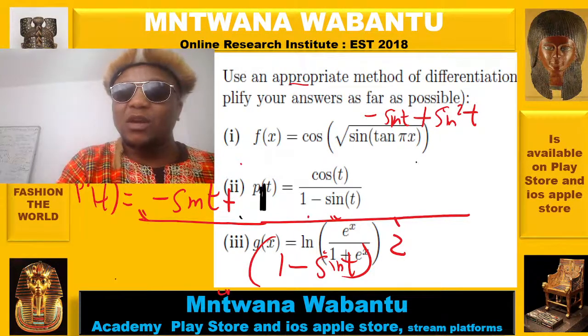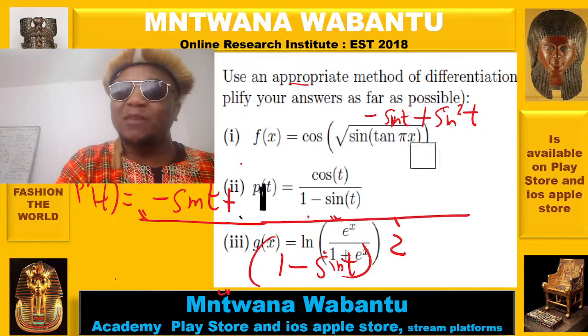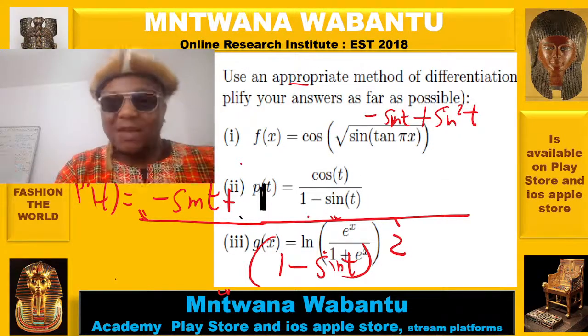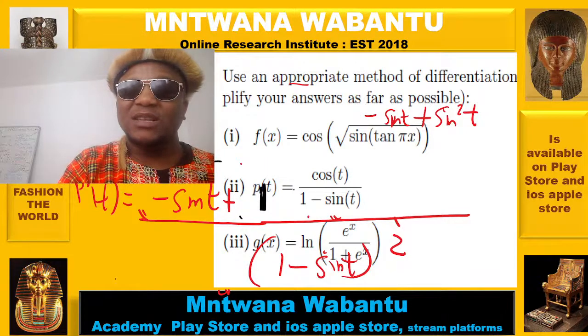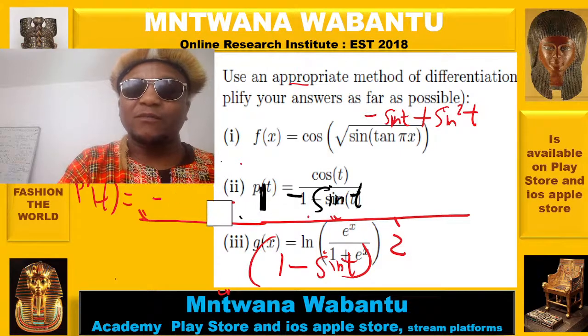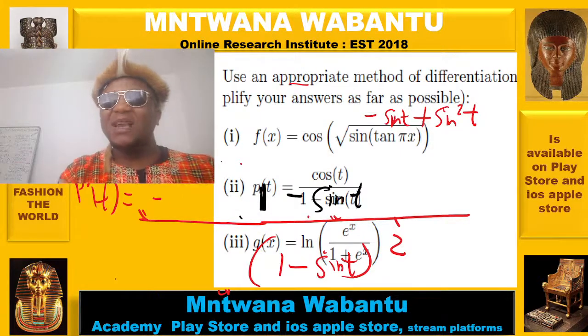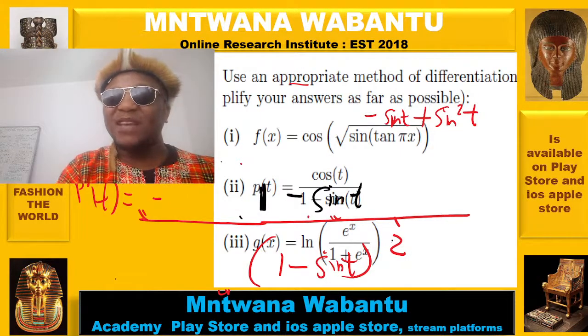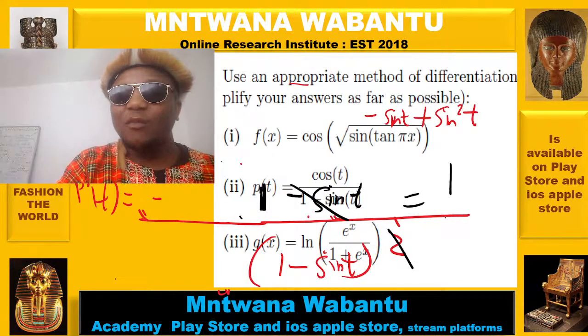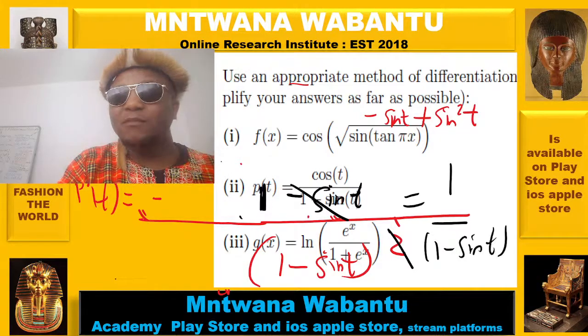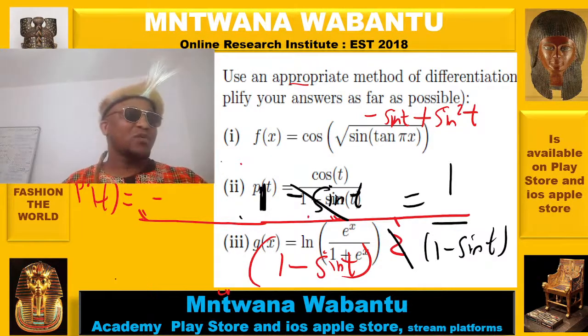I can simply switch them. You just write 1 and then minus sine t. So I'll take this sine here, minus sine t, and then I will erase this. So 1 minus sine t, and at the bottom we have 1 minus sine t bracket squared. This and this are going to cancel. So our final answer is going to be 1 over 1 minus sine t. And we're done with question number 2.